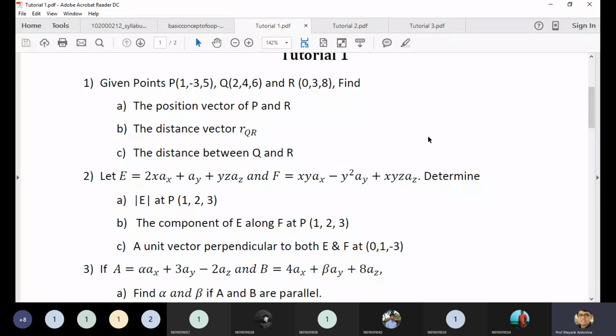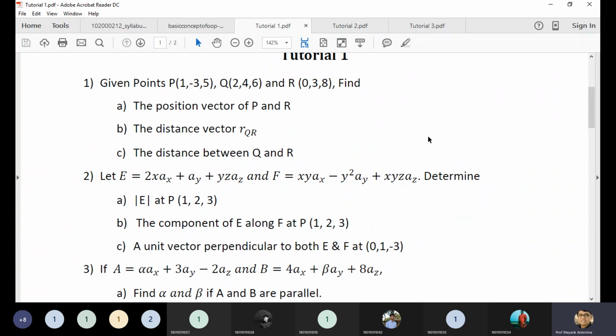So in the first example, three different points are given: P, Q, and R. Those who have already solved this tutorial, you can open it and verify whether the answer you calculated is right or wrong. If three different points are given, the same points can also be written in vector form, so you can write down ax minus 3ay plus 5az. Similarly for the vector Q, 2ax plus 4ay plus 6az. And the third vector R is nothing but 3ay plus 8az.